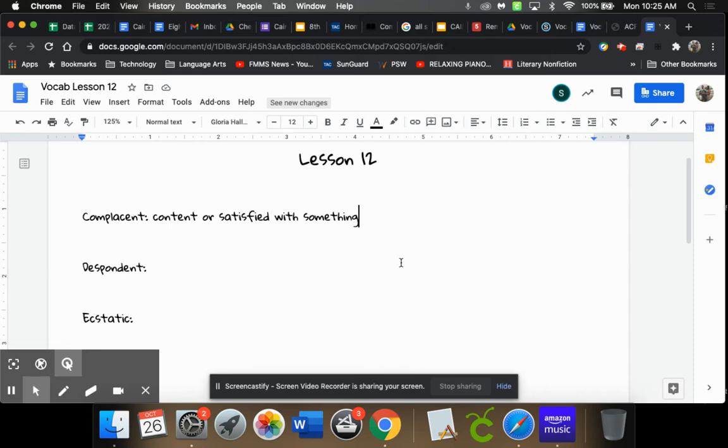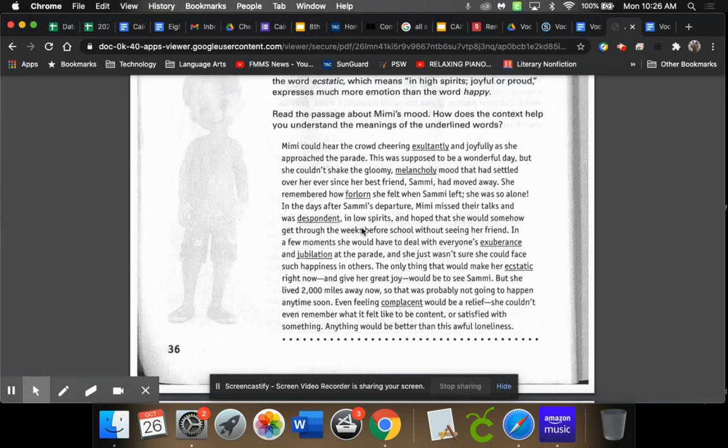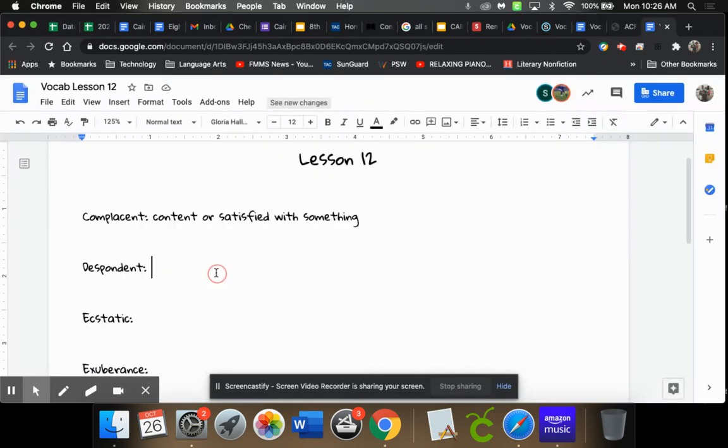All right, the next word is despondent. So let's go back to the paragraph. Despondent is here. In the days after Sammy's departure, Mimi missed their talks and was despondent, in low spirits. So despondent means, yeah, in low spirits, discouraged, lost hope or heart. We'll just say lost hope.